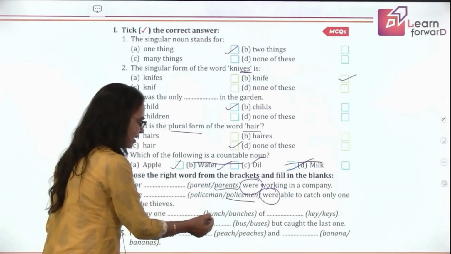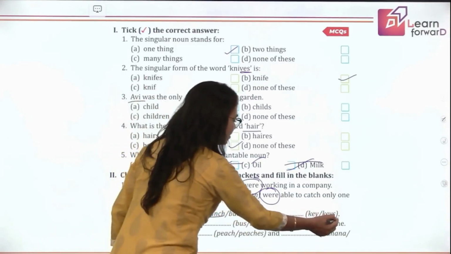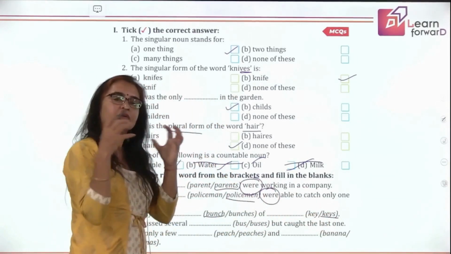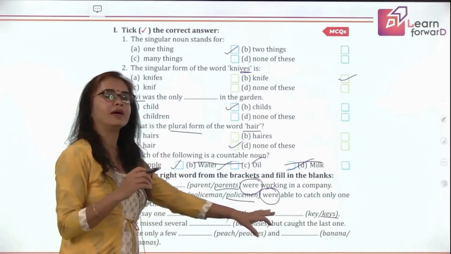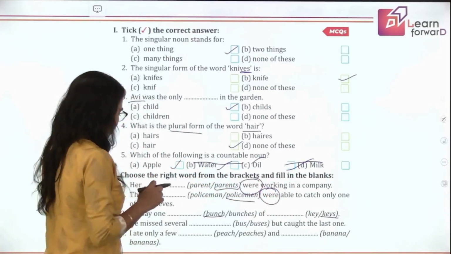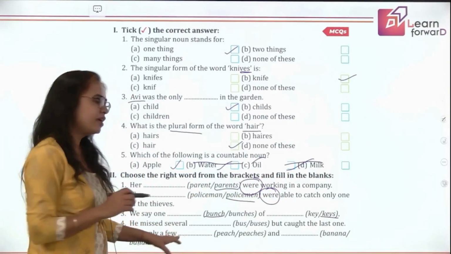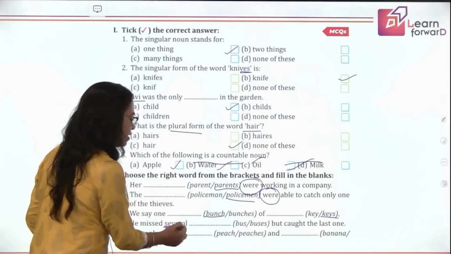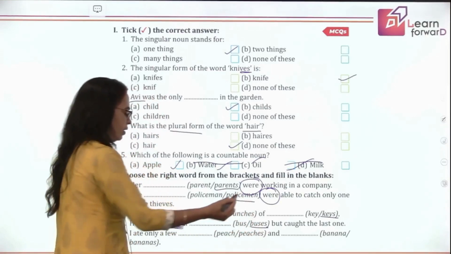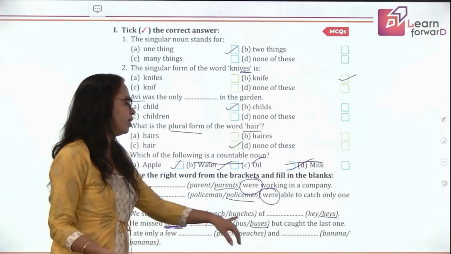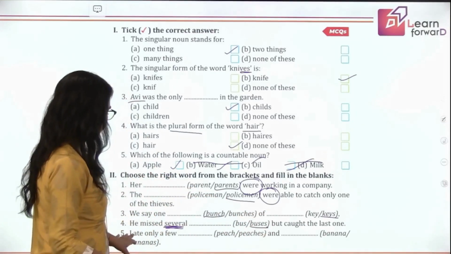Perfect. So that is bunch. Bunch of, yes, because it is a bunch and many keys are bound together. So it is a bunch of keys. There we will have the plural. He missed several. Several itself means many. So we'll be using plural here. He missed several buses but caught the last one finally.